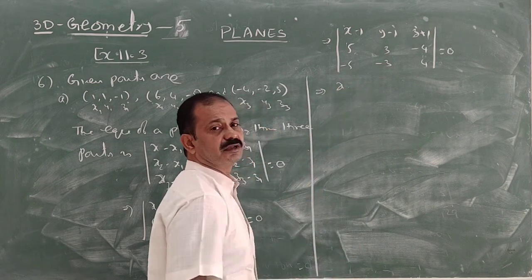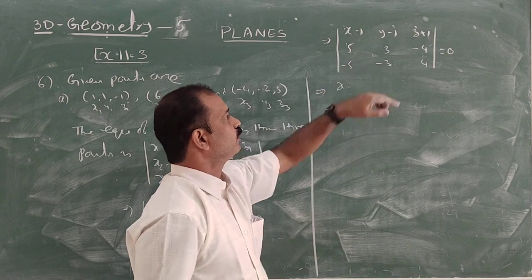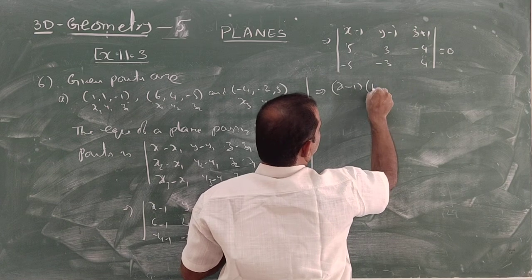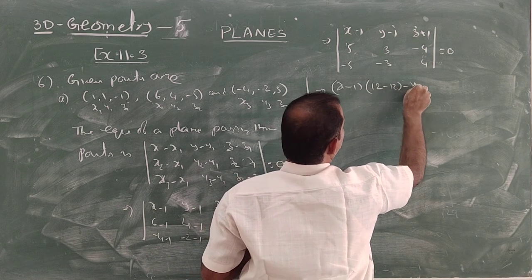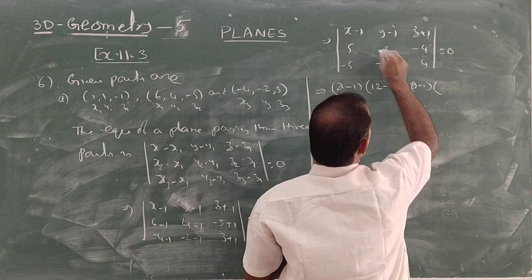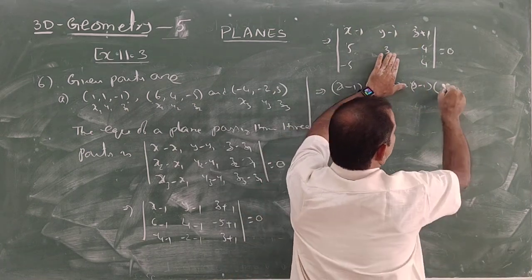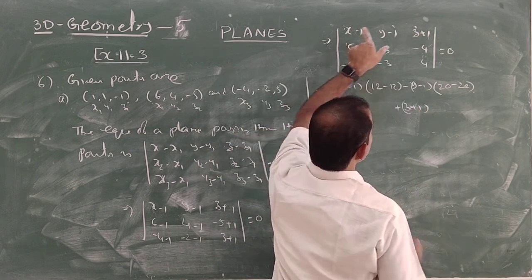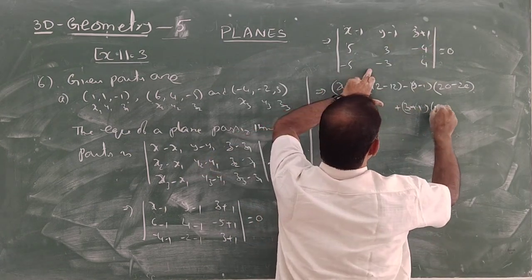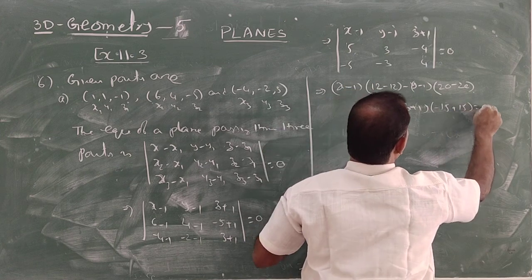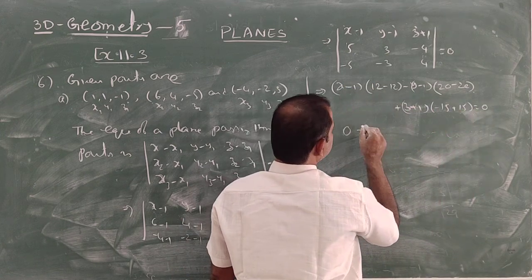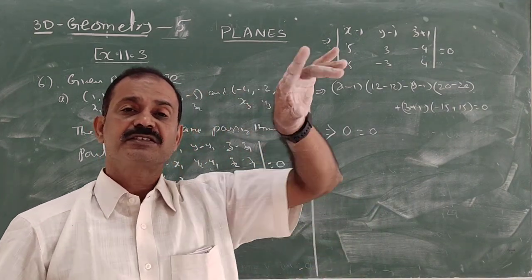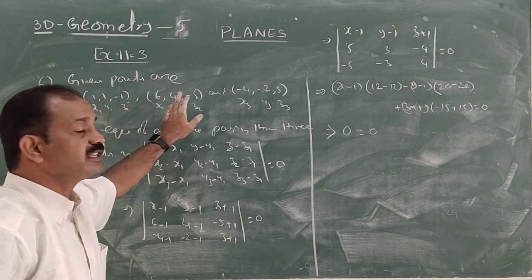Which implies x minus 1 into, by leaving the corresponding row and column, 12 minus 12, minus of y minus 1 into, by leaving the corresponding row and column, 20 minus 20, plus z plus 1 into, by leaving the corresponding row and column, minus 15 plus 15 is equal to 0, which implies 0 is equal to 0. That means a plane is not possible with these 3 points.